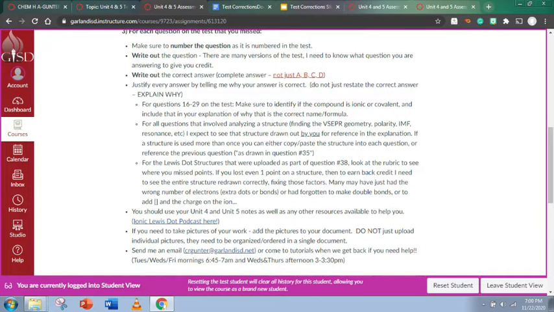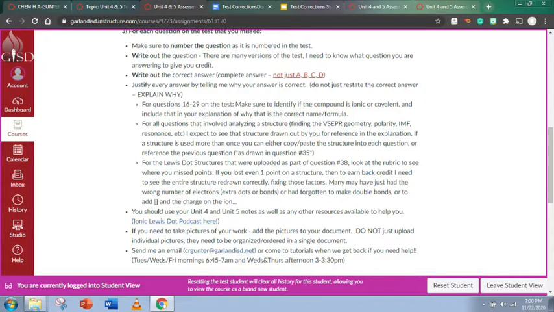I don't want you to just say that, like, this molecule was polar because it was polar. Like, it was the only polar option. Yes, I understand that. That's probably why you chose it as the answer. Tell me why, how you know that that was polar.